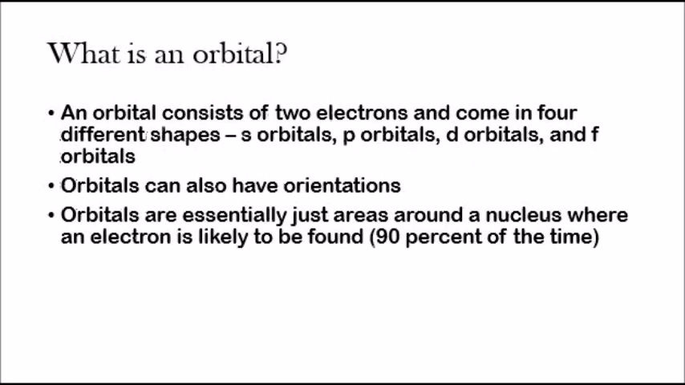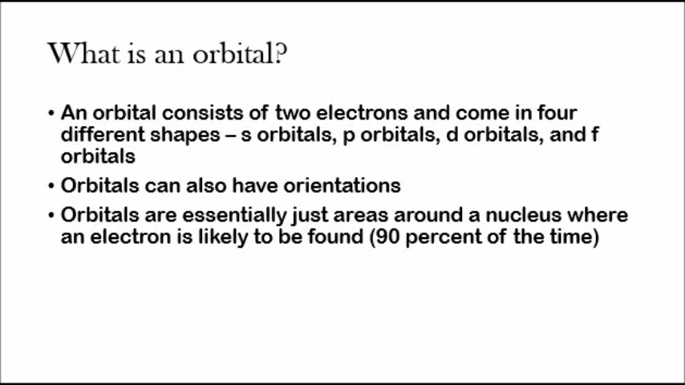So what is an orbital? An orbital consists of two electrons and comes in four different shapes: s orbitals, p orbitals, d orbitals, and f orbitals. Orbitals can also have orientations. Orientations means the way that they're arranged in space, which you'll be able to see in just a second.